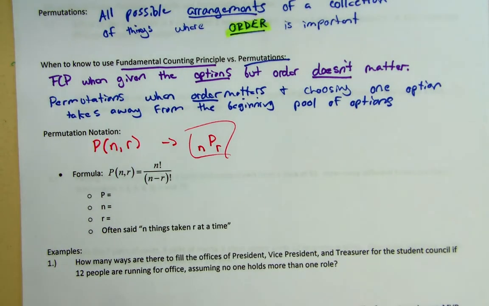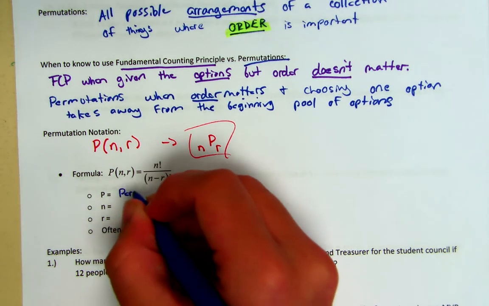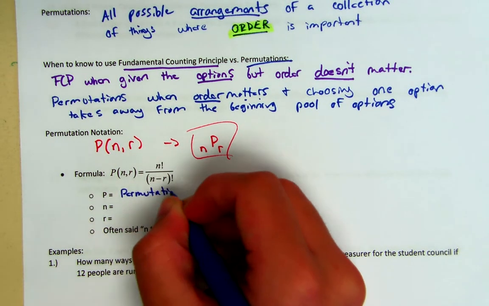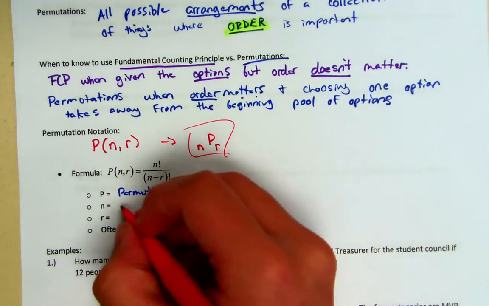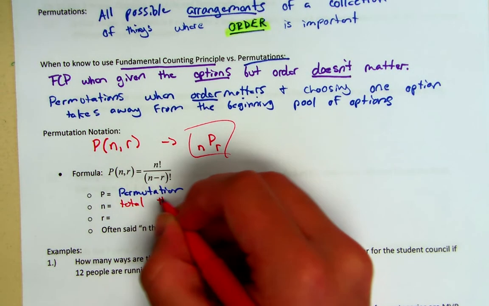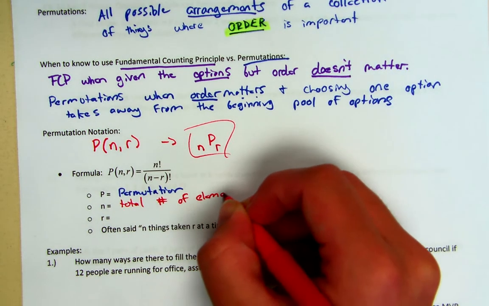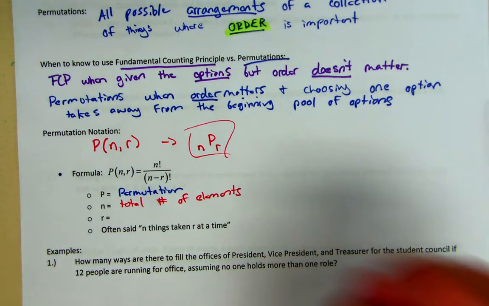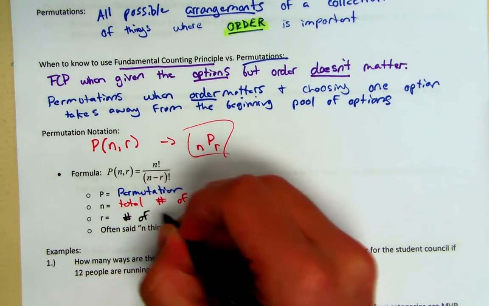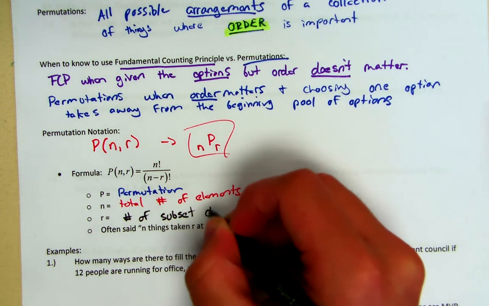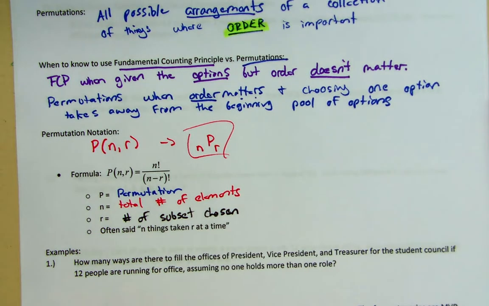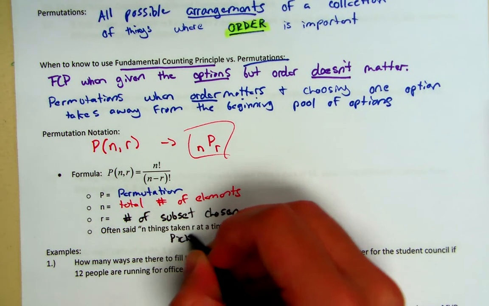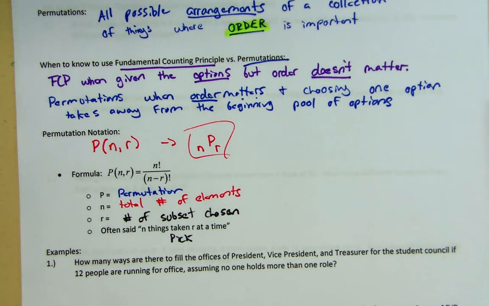What do the parts mean? So P tells me that I'm doing a permutation. So P is permutation. N is the total amount of elements, so total elements you're choosing from, basically. And R is the number of the subset chosen. So usually we say this as n things taken r at a time, or n pick r at a time. That's another way that you'll hear it said.